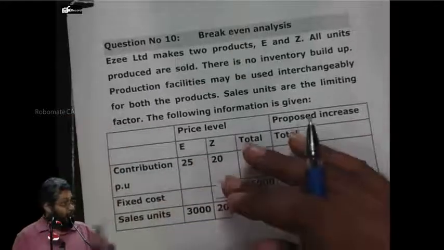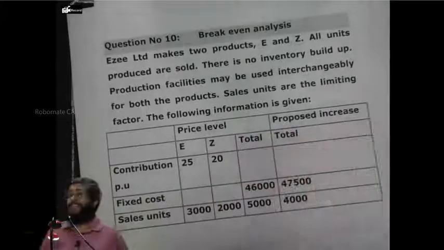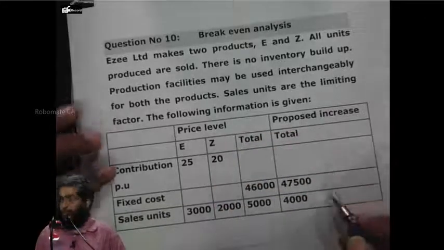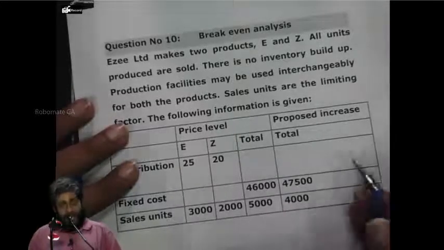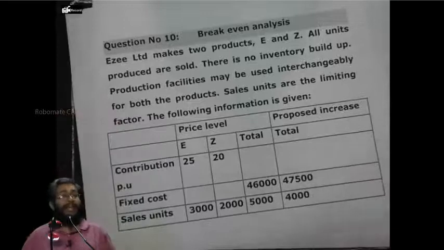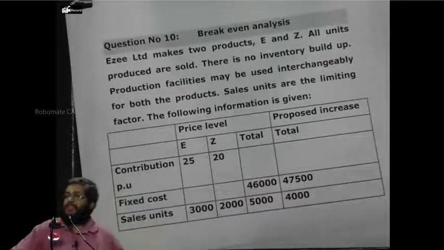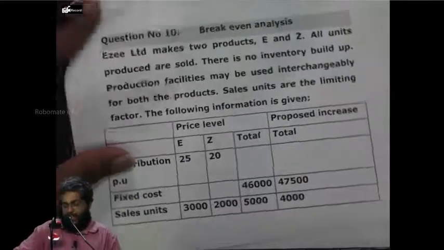Yes or no? I am going to build a new plant for what? 47,500. In which I can sell another how many units? 4,000. Because you understand that for 5,000 units, it is 46,000. Now, one more capacity creating another 4,000 should be entirely what? 47,500. Up to this, are you following or not? Now, let's answer question by question.